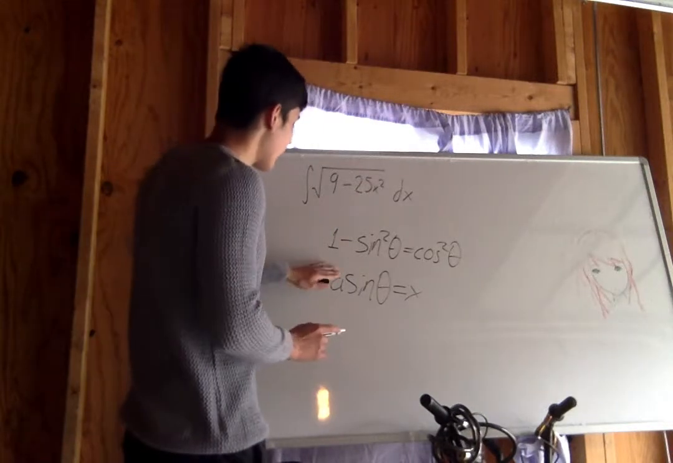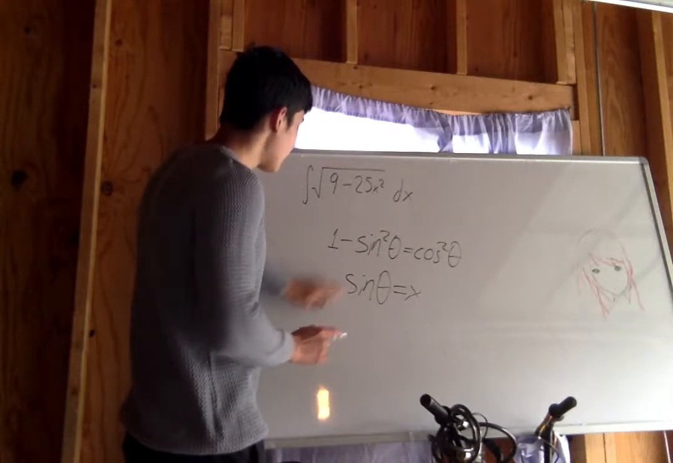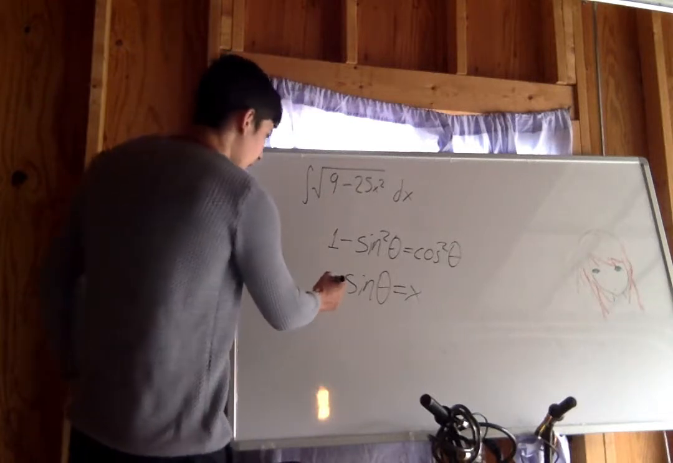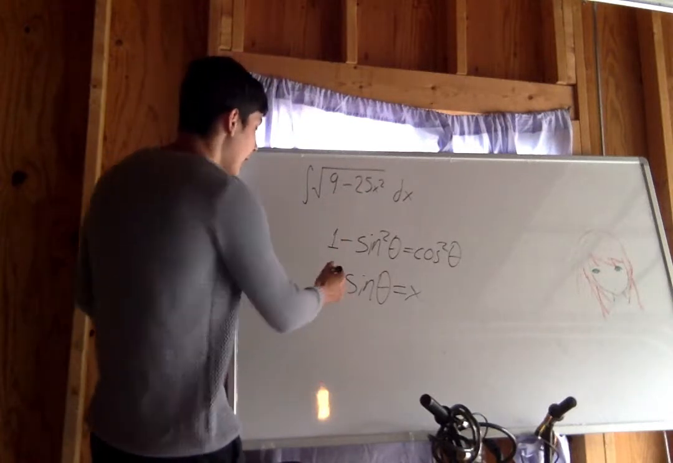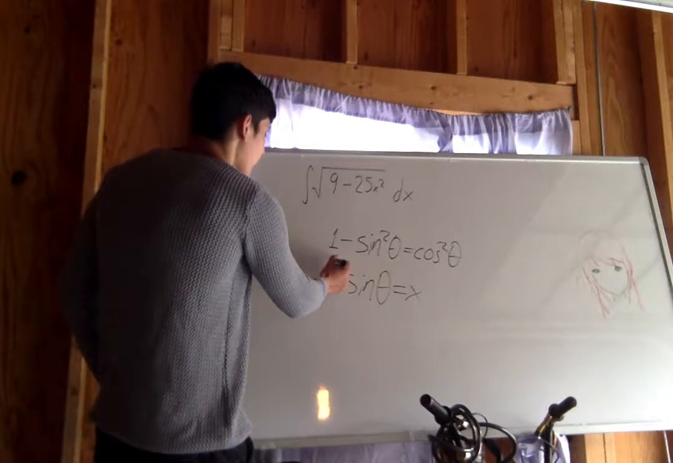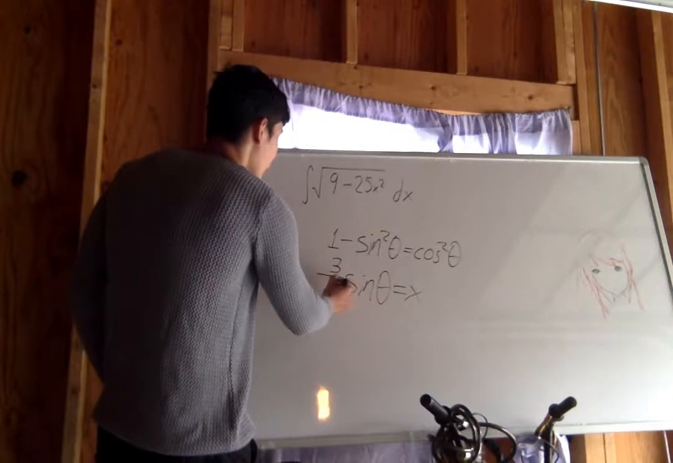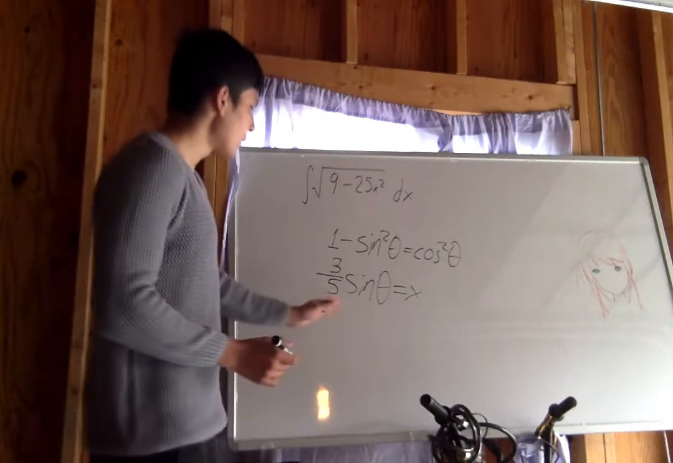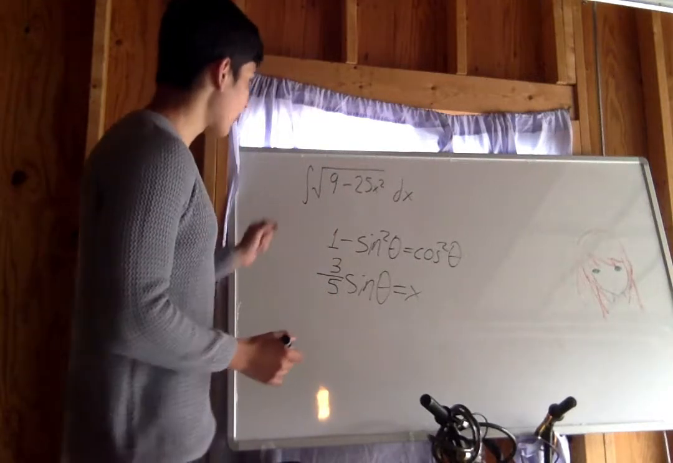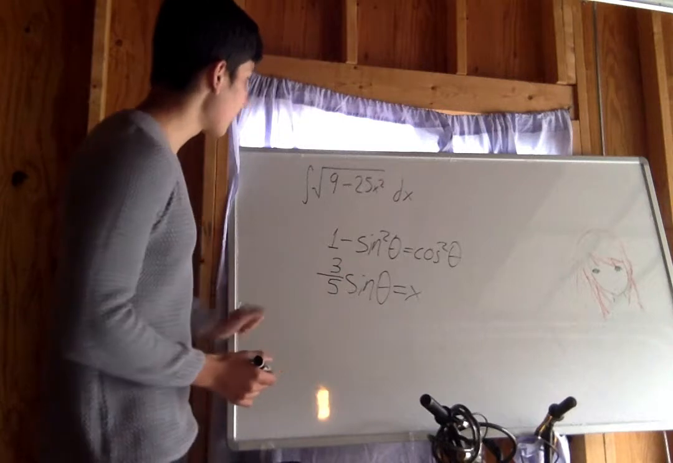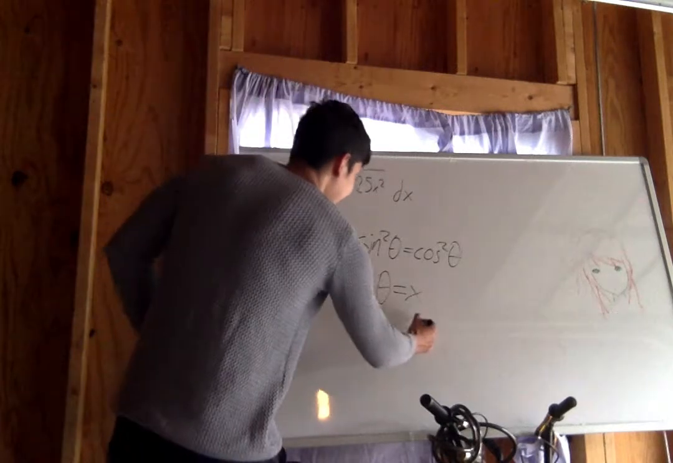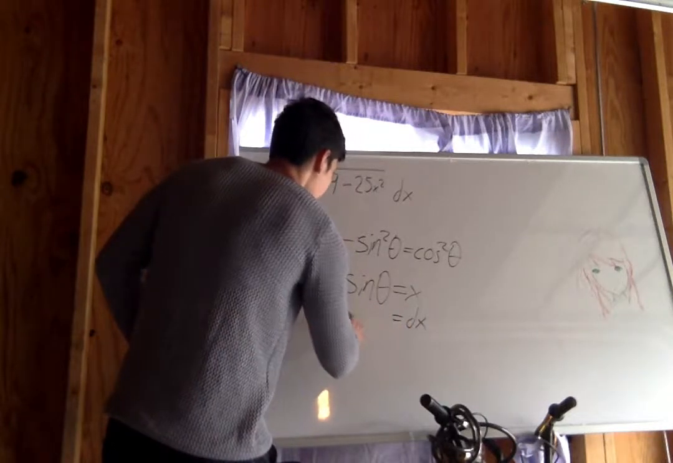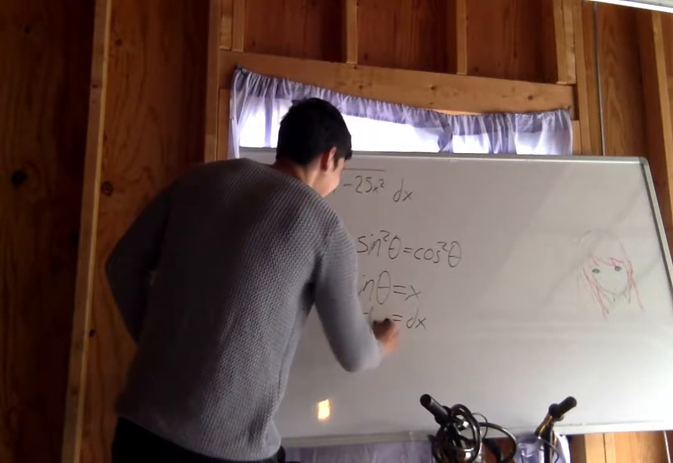The way we solve it so that it nicely cancels out is instead of having a 3 here, we just need to divide by the square root of 25, which is 5. So we have 3 over 5, because then it works out nicely. So that's what we're going to do. We're going to let x equal this. Now just take the derivative. So dx equals 3/5 cosine theta.